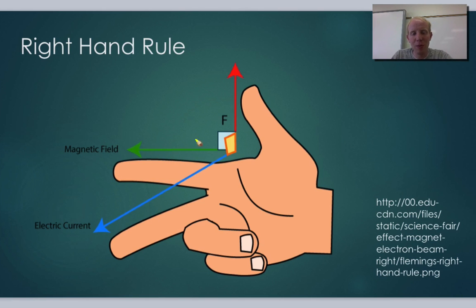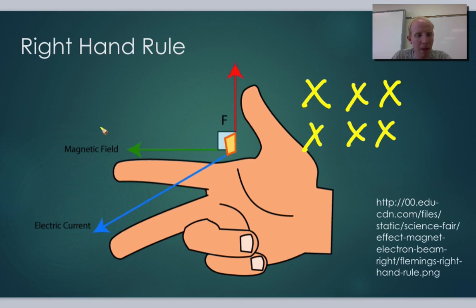All right, let's try one more problem to make sure we have this down. Let's say this time the field is going into the board, so we'll represent it with X's. The magnetic field goes into the board. Let's say we have a charge on the outside that goes to the left like this. Now we want to calculate what direction the force is going to push the charge. So I'll use my left hand in this case just because of the way the camera works.